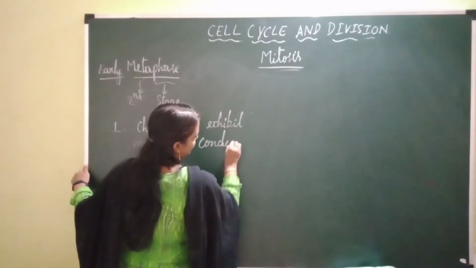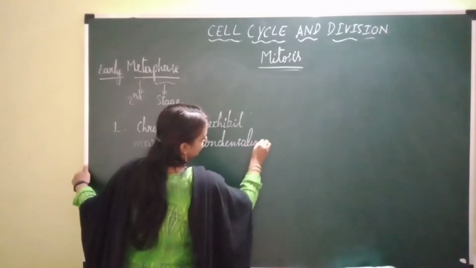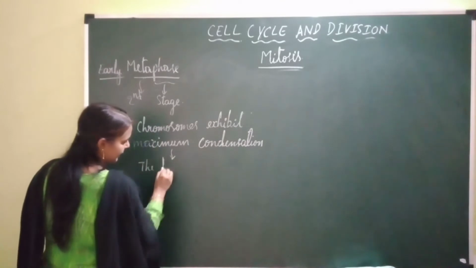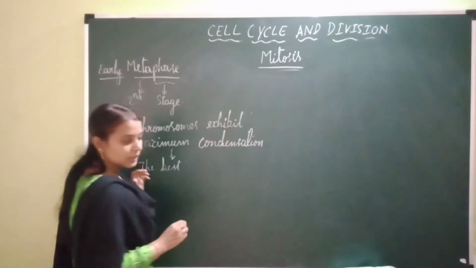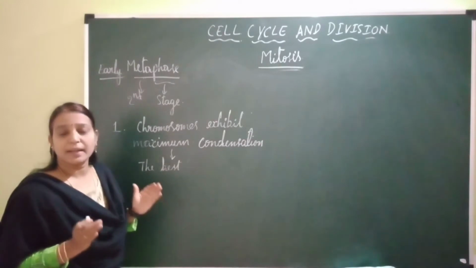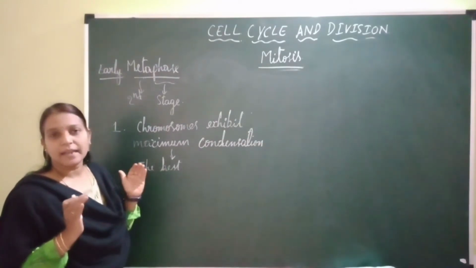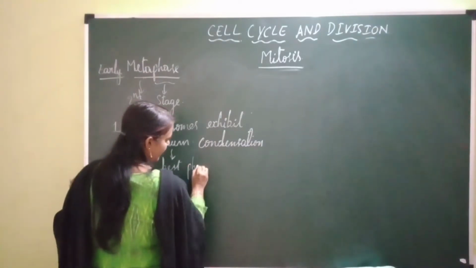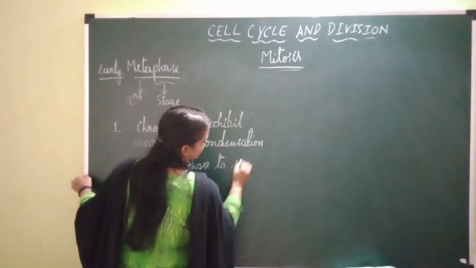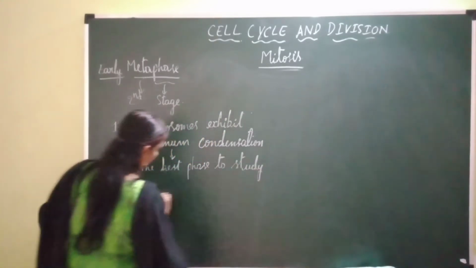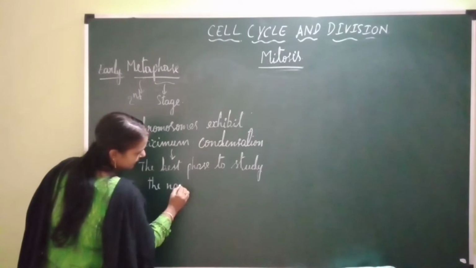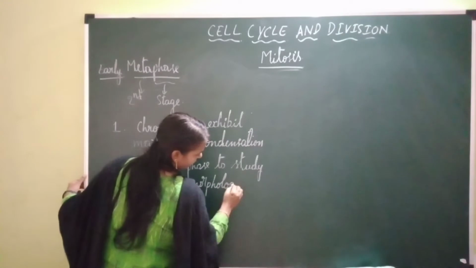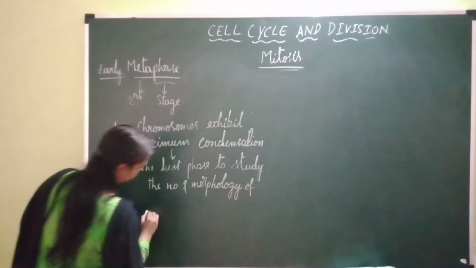So this is the best phase to study the number of chromosomes. Why? Because they are showing maximum condensation, so that we can observe these chromosomes very clearly under the microscope. This is the best phase to study the number and morphology of chromosomes.